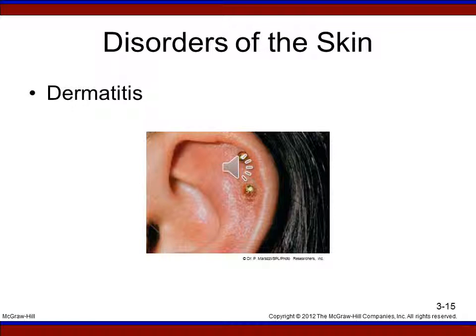So let me ask you a question. Have you ever heard of an allergen? What is an allergen? An allergen is any substance that causes an immune reaction. And here's a new word. Let me spell it. Pruritus, P-R-U-R-I-T-U-S. Pruritus is an itch.